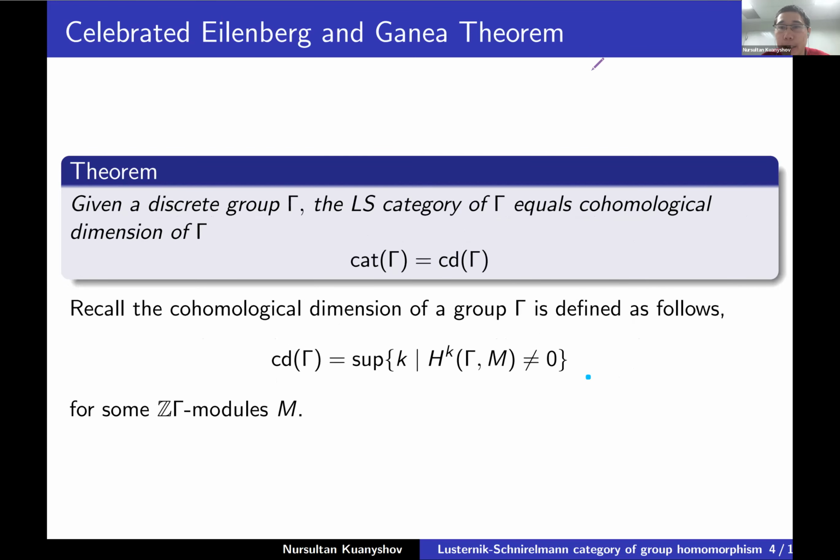In this area, as I said, the formulation is easy, but to calculate it is a hard question. In the 1950s, we have a big theorem. Eilenberg and Ganea proved the following theorem: given a discrete group, the LS category of the group equals the cohomological dimension of the group. Cohomological dimension of a group is well known and well studied in the algebraic and topological communities. Here is the definition. It is the supremum of k such that H^k(gamma; M) is not zero, where M is a Z gamma module.